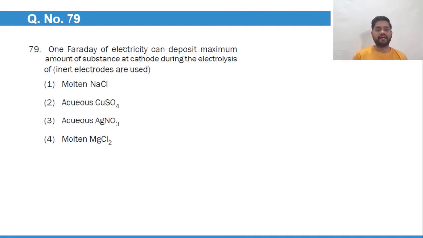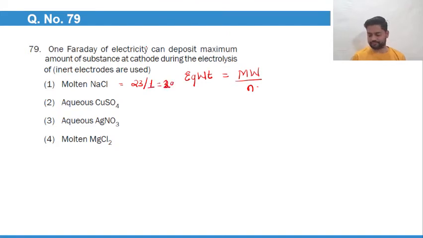79. 1 Faraday of electricity can deposit maximum amount of substance at cathode during electrolysis of. We know that 1 Faraday of electricity will deposit an amount equal to their equivalent weight. What is equivalent weight in terms of electrolysis? We'll take molecular weight whole divided by number of moles of electrons, that is transfer or share, loss or gain basically. So NaCl, we know that Na plus will require only 1 electron. So for NaCl it is 23 grams by 1, so that is 23 grams.